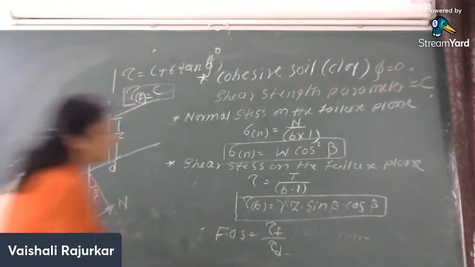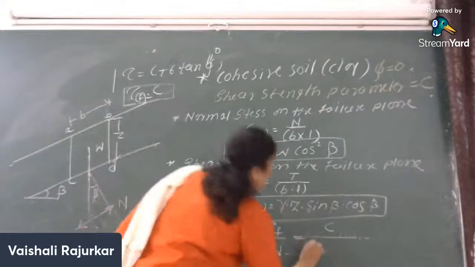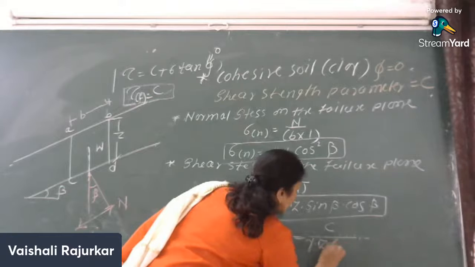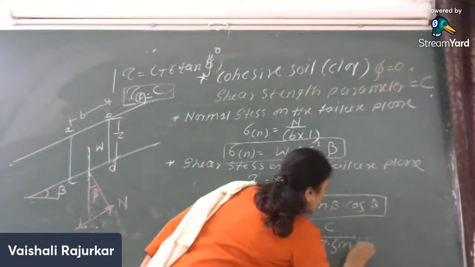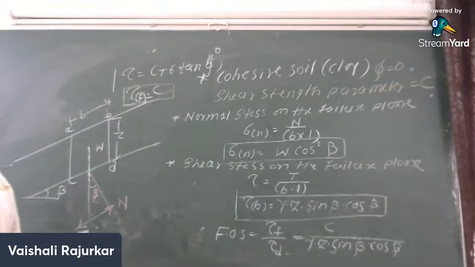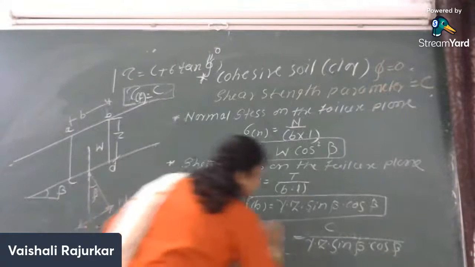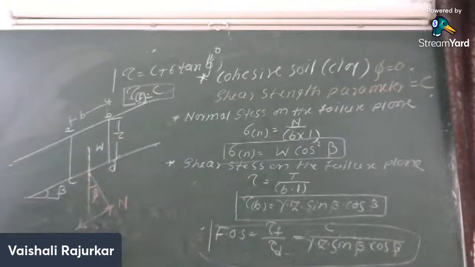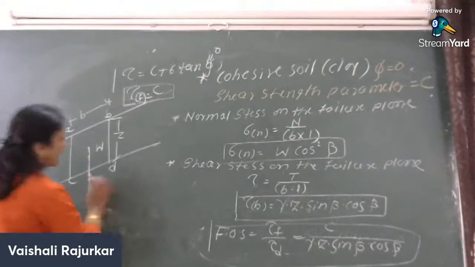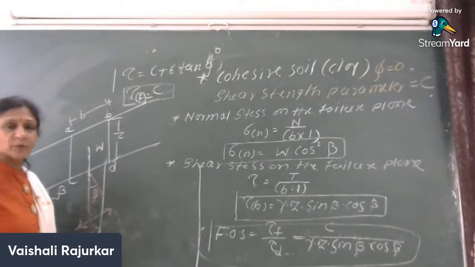In this case, the strength is due to C, and tau b will be gamma into Z into sin beta into cos beta. So factor of safety is C upon gamma into Z sin beta cos beta, and therefore this is the equation of factor of safety for the critical condition. Now again we will come to the part where there is a critical condition. In the critical condition, the factor of safety is 1.